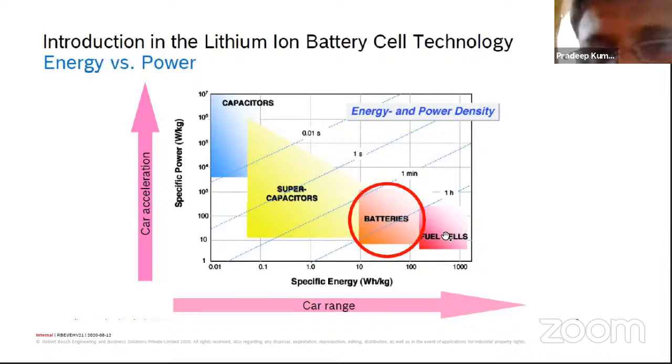Whereas fuel cell, you can see it has higher specific energy. So you can get a larger range out of a fuel cell, but a fuel cell cannot discharge immediately. That is the reason why a fuel cell also requires a battery, and the battery has better discharge. So battery plus fuel cell combinations are required in commercial vehicles, making it even more costly.